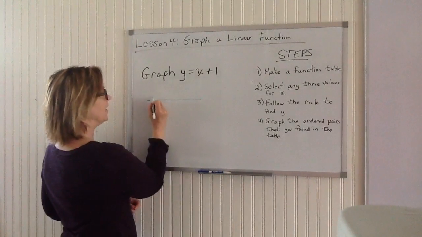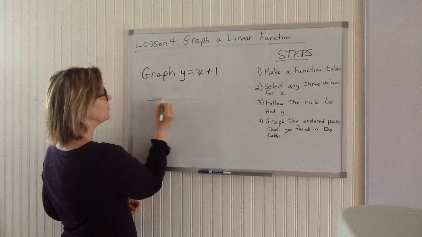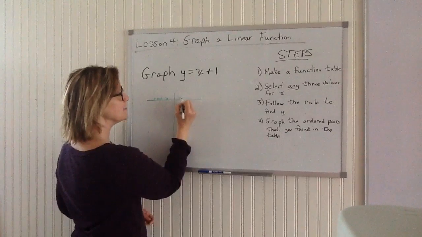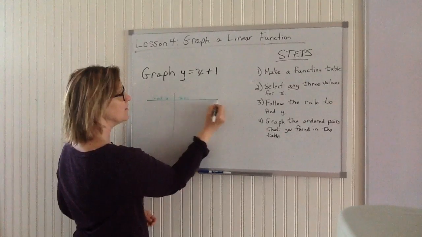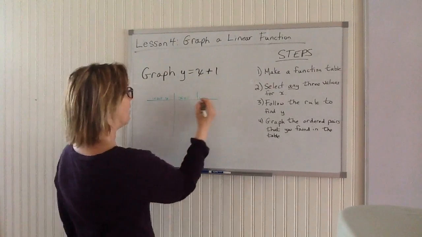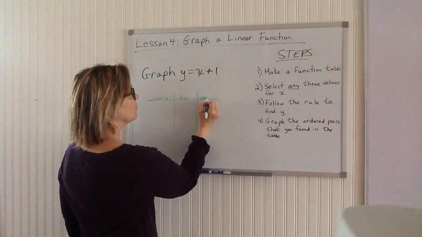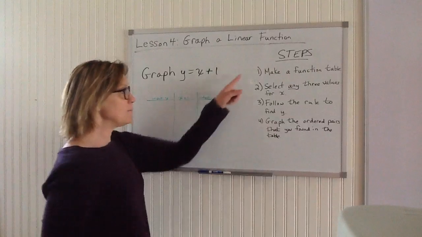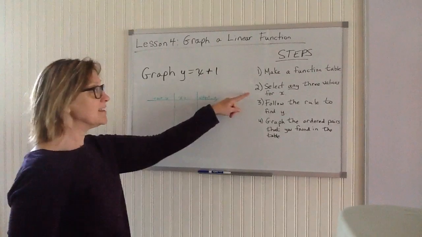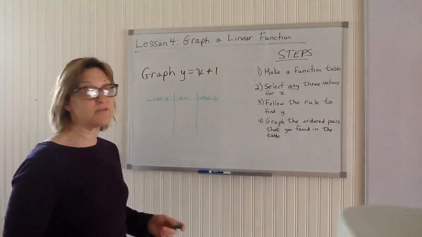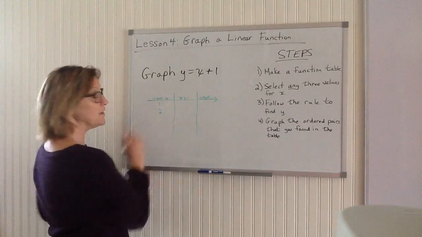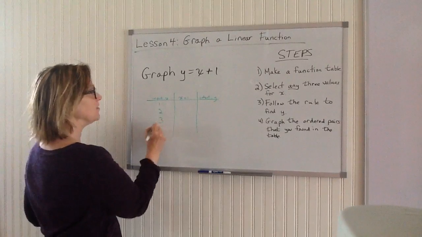So I have my input value, which is an x. I have my rule, in this case it is x plus 1. And then I have my output value, which is my y. So I'm making a function table. I can select any 3 values for x. So I'm going to say, let's let x be 1, let x be 2, and let x be 3.